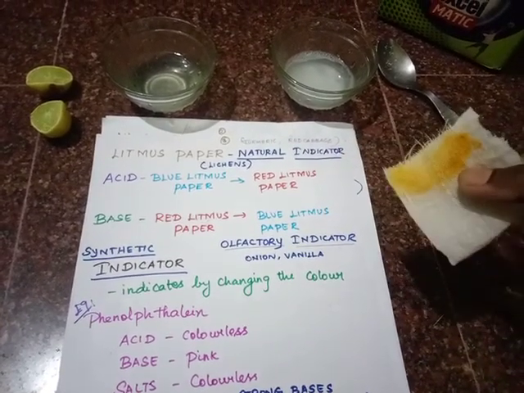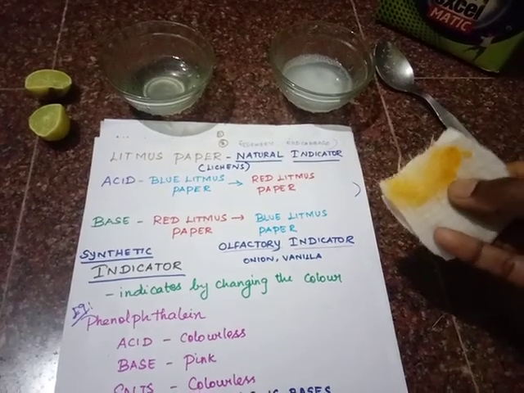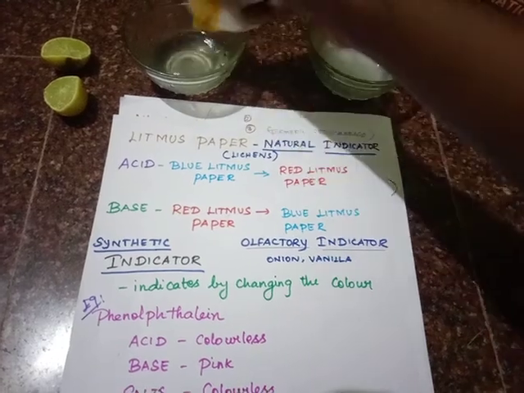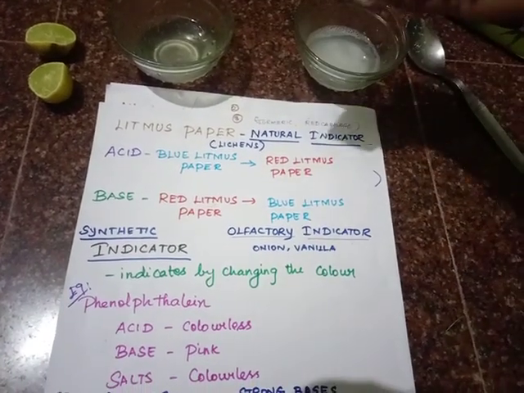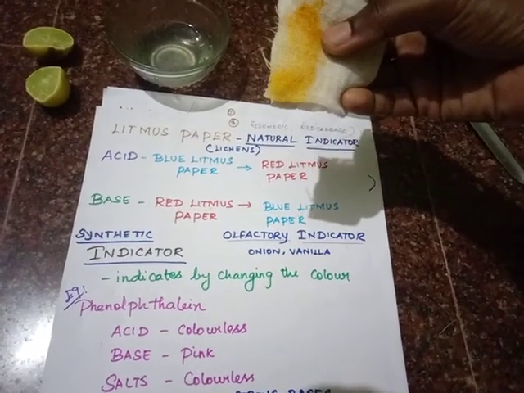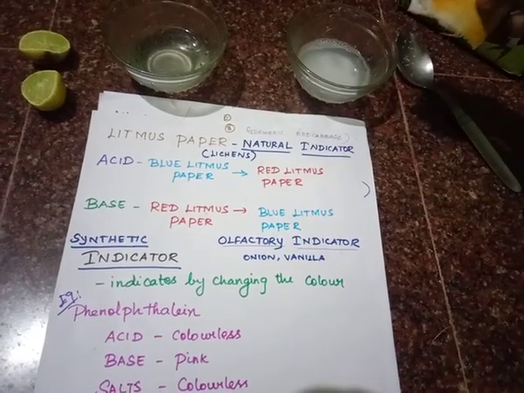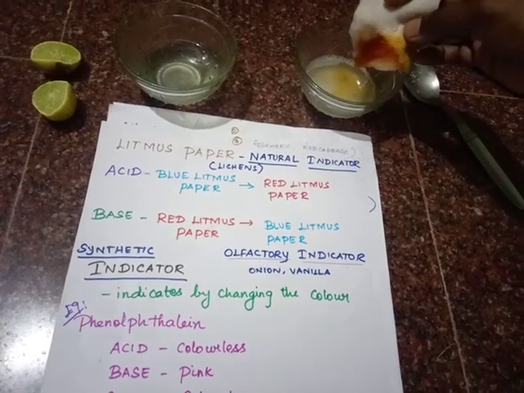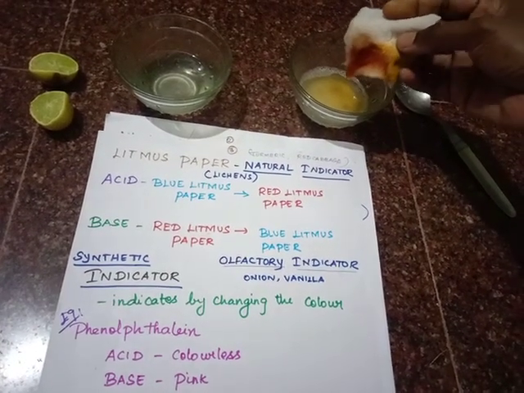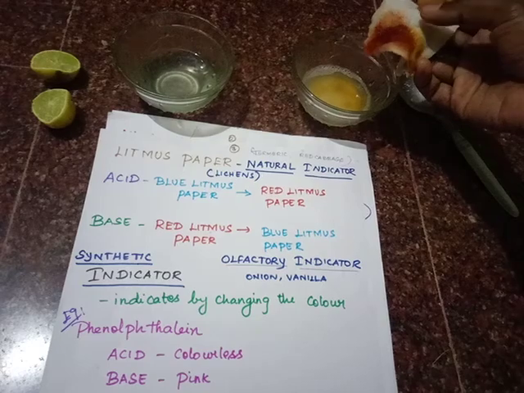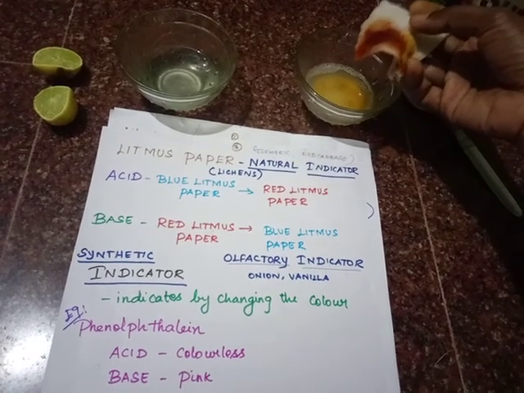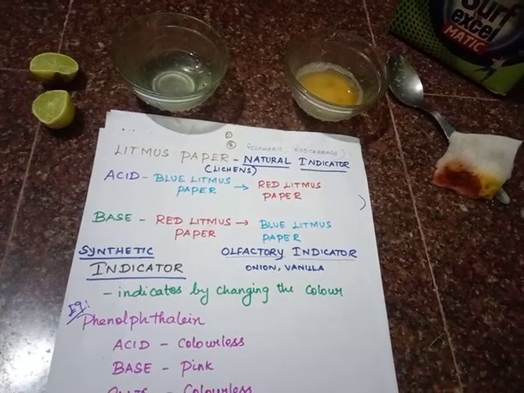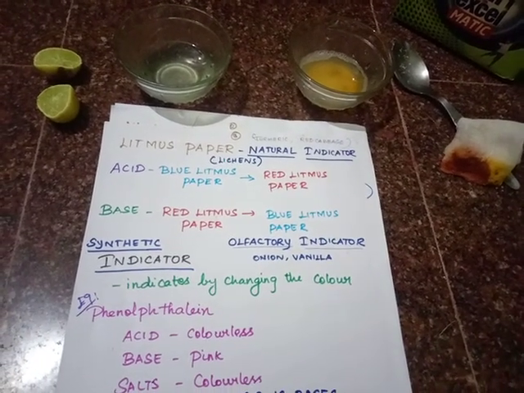When I dip this in an acid, it will not show any changes. But when I dip this one in a base, you can see the changes. That is, this yellow color changes into a reddish brown color. So this is what an indicator does. It indicates whether it is an acid or a base.